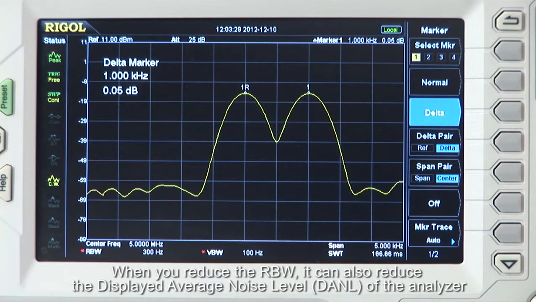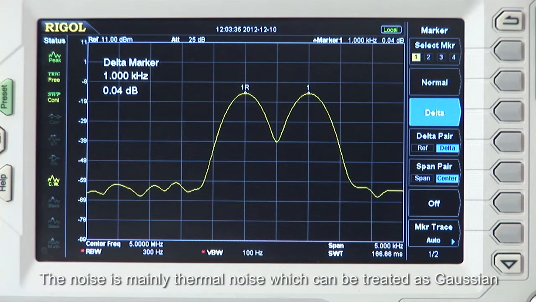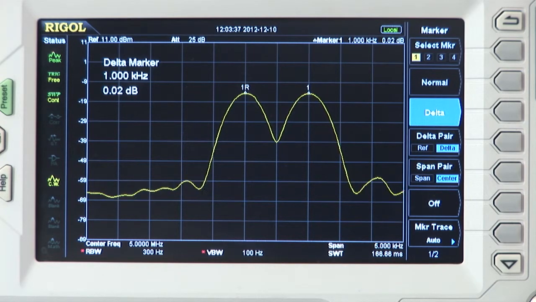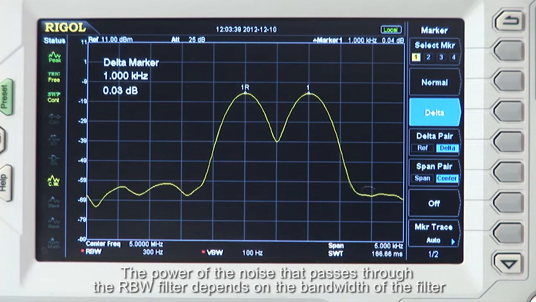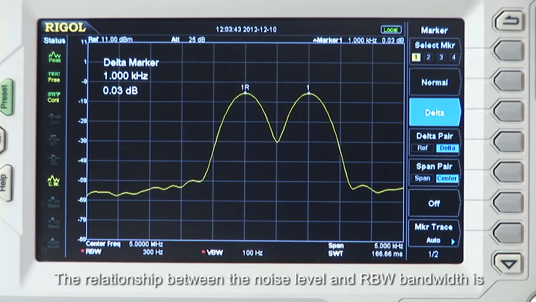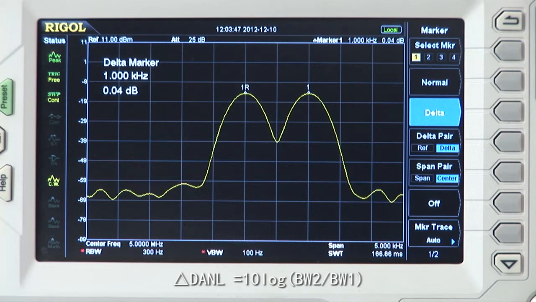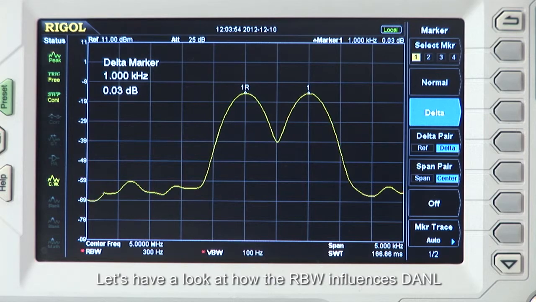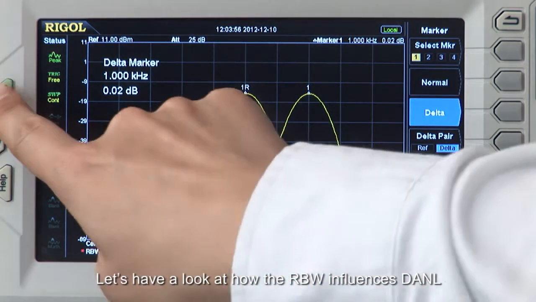When you reduce the RBW, it also reduces the displayed average noise level of the analyzer. The noise is mainly thermal, which can be treated as Gaussian. The power of the noise that passes through the RBW filter depends on the bandwidth setting of the filter. The relationship between the noise level and RBW bandwidth is: delta DANL equals 10 log (bandwidth 2 divided by bandwidth 1). Let's have a look at how the RBW influences DANL.